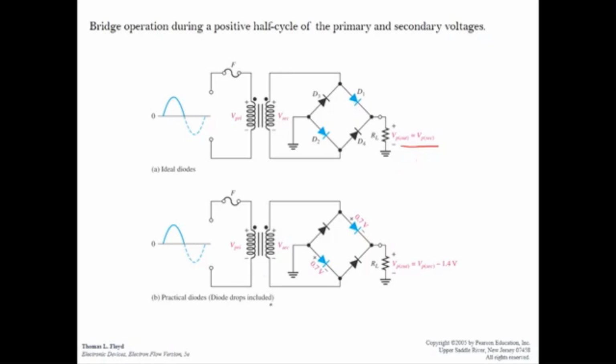But if you consider a practical diode, you will have a reduction of 1.4 volt. This is because for each current path, there are 2 diodes. So 2 times 0.7.